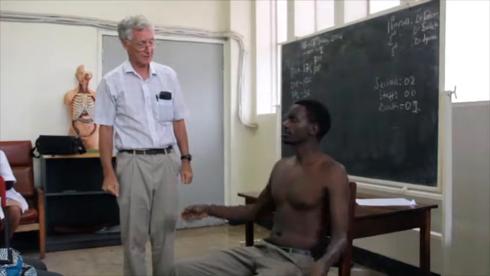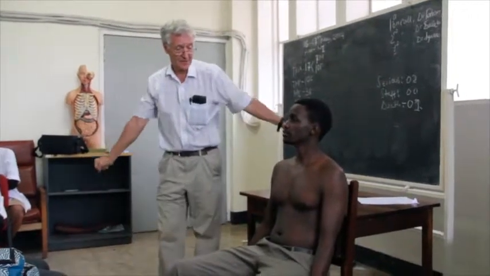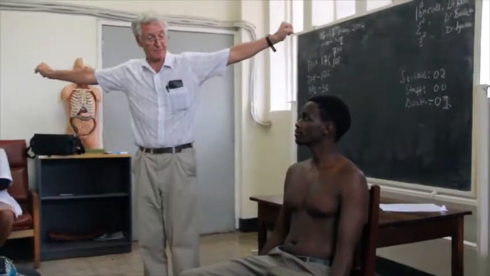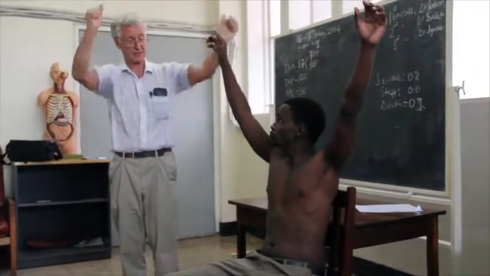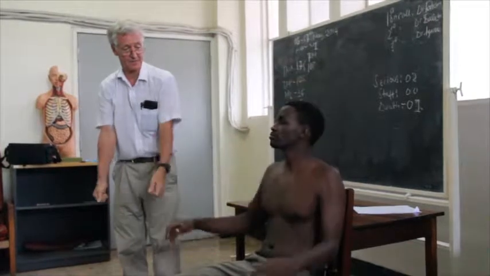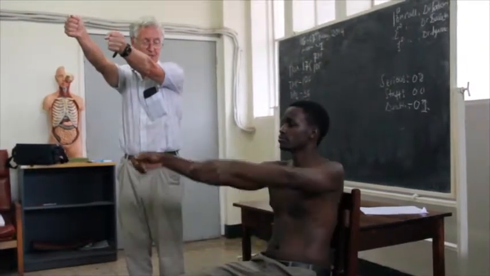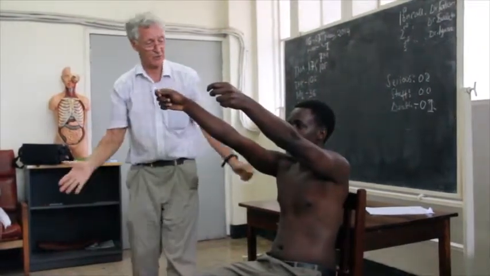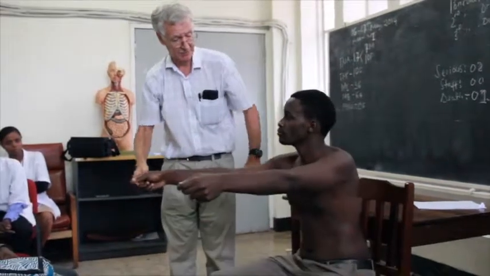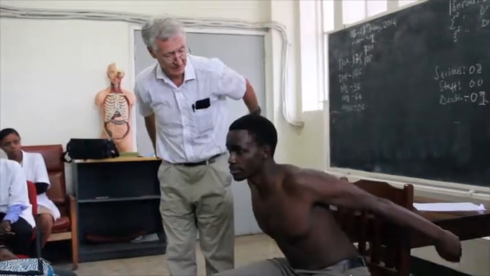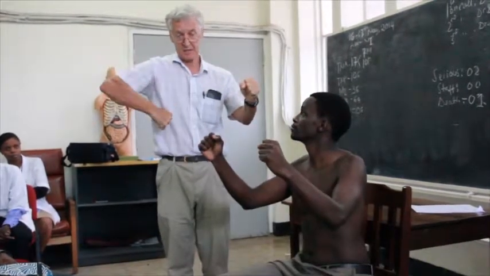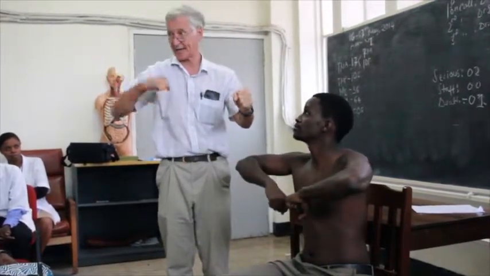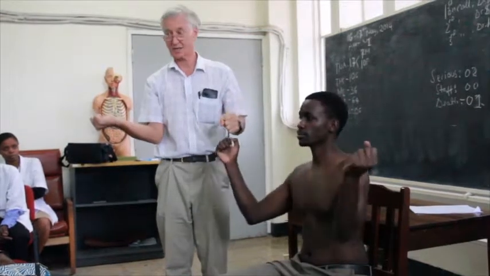Good. Now put them back by your sides. So he's able to now take them out like a butterfly, abduct, he's able to elevate, put them back by your sides, hold them like that, that's flexion, and then sit forward a bit and do extension for me behind. Okay, and then hold them up like this, turn them in, internal rotation, and turn them out, external rotation.